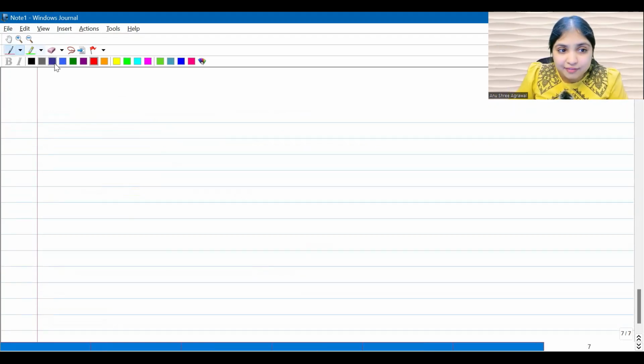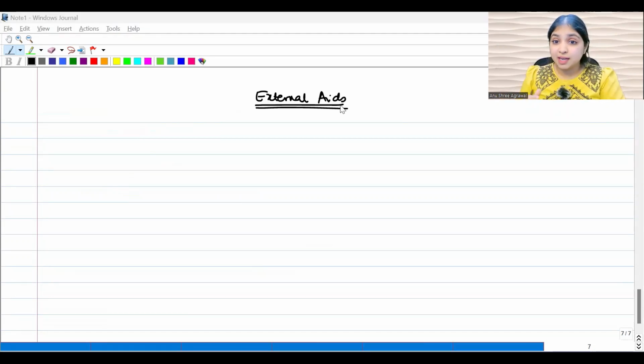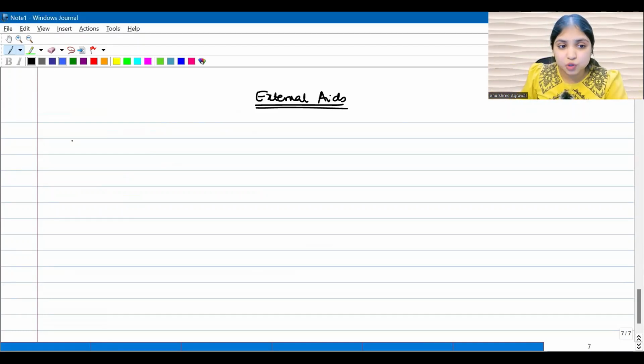Now, just like how we have internal aids, we also have external aids. First of all, the judge will try to find some internal aid which will help him in the interpretation process. But if the internal aids fail the judge, then only the judge will come to the external aids. These external aids are found outside of the statute. Now, what are these external aids? I'll explain them to you one by one.